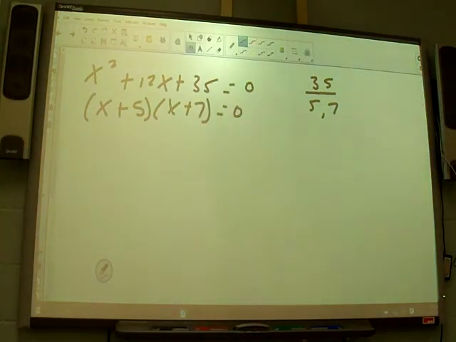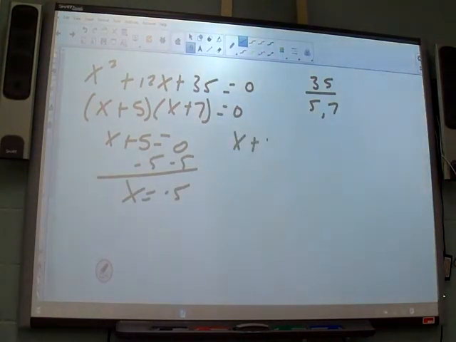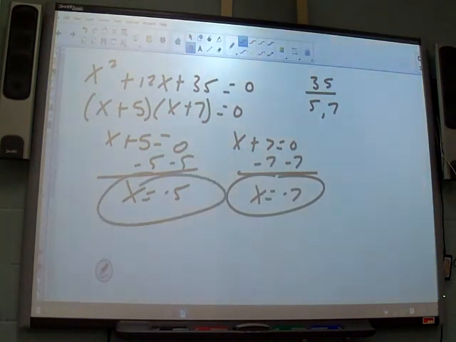When I set both of those equal to 0 and solve, I get a -5 and a -7, which is what you got if you did the quadratic formula. So don't think you have to change and do it my way. Okay?